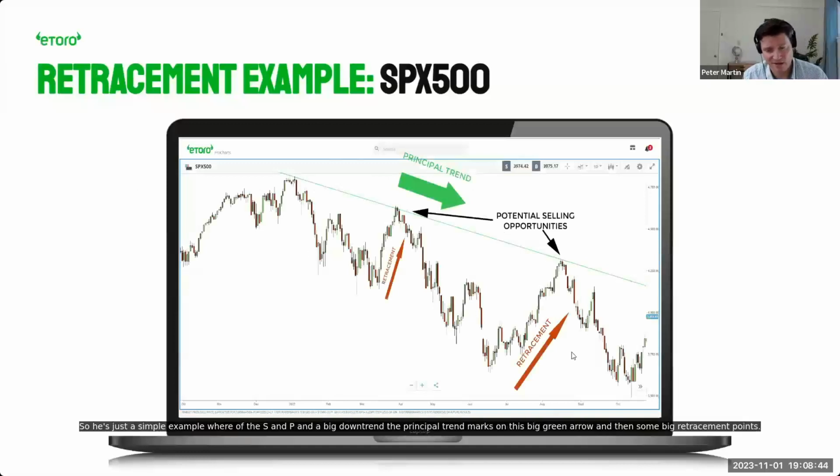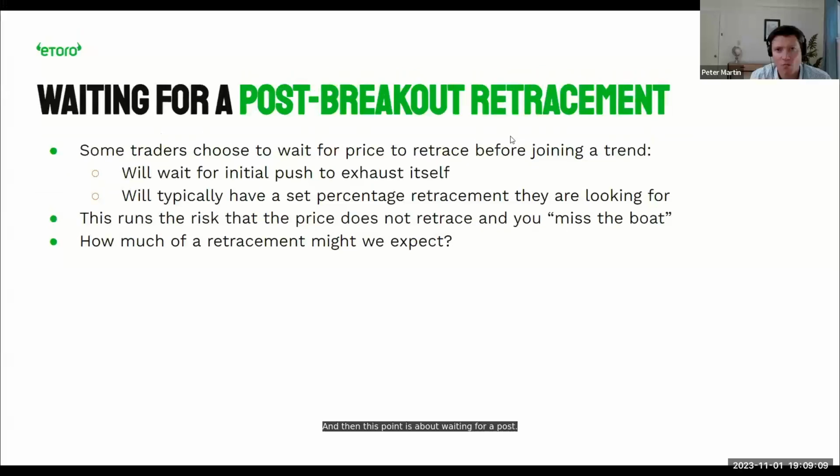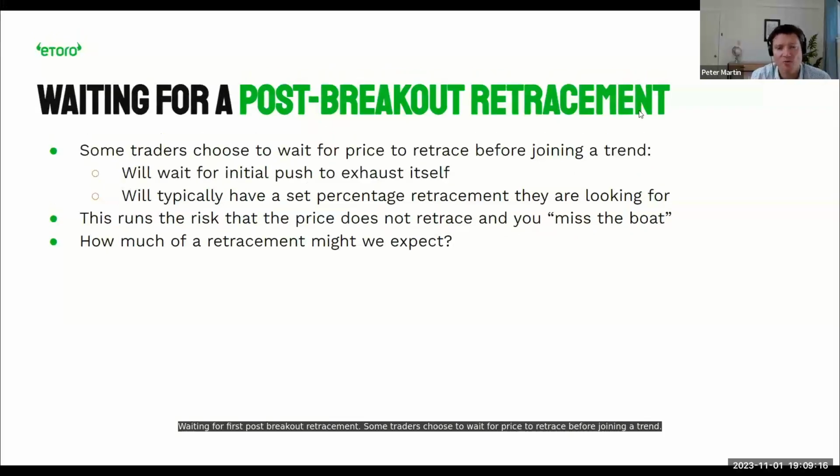So here's just a simple example of the S&P in a big downtrend. The principal trend is marked with this big green arrow, and then some big retracement points, which could be potential selling opportunities. And then this point is about waiting for a post-breakout retracement.